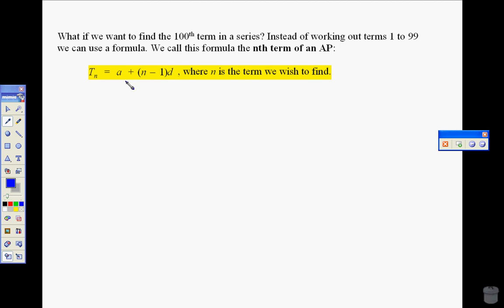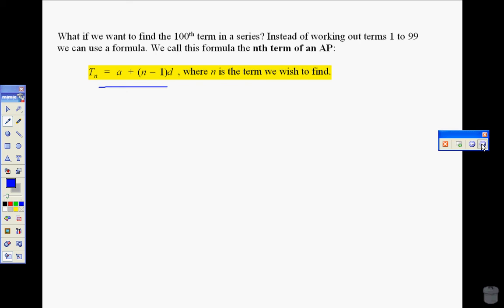A and D are from before. A is the first term, D is the common difference. N is the number of terms in the series. So if we want the 100th term in the series, n would be 100. If we want the 10,000th term in the series, n would be 10,000. And we use the notation Tn, so T and then whatever term in the series we want. That would tell us that we're finding a term in the series. But this is the formula you've got to remember.